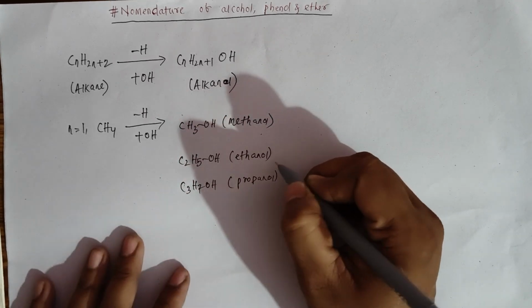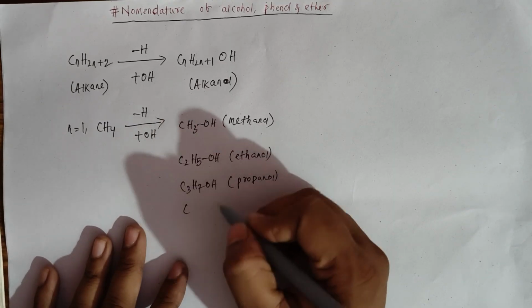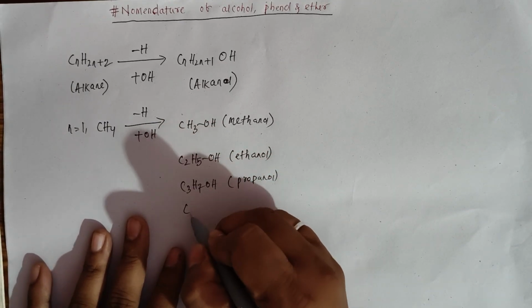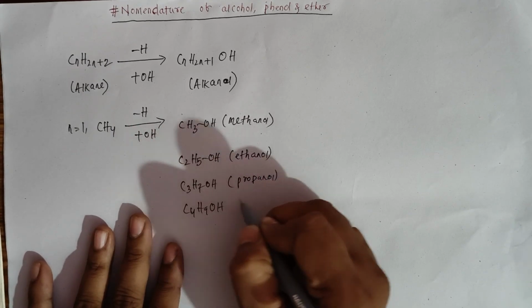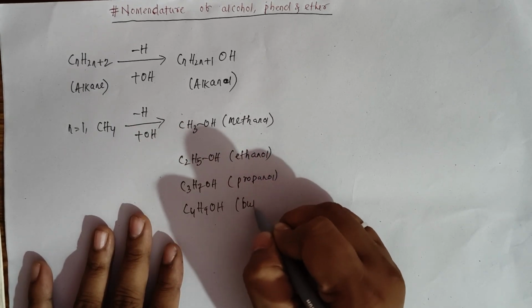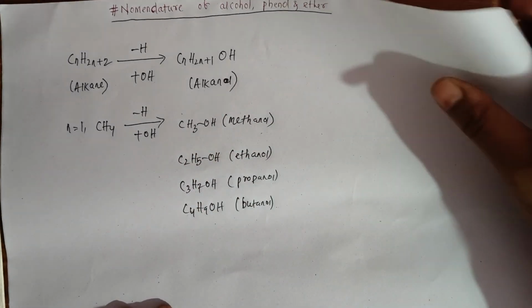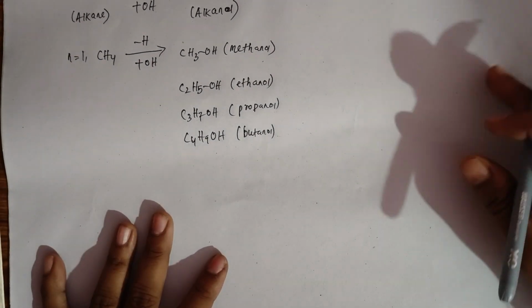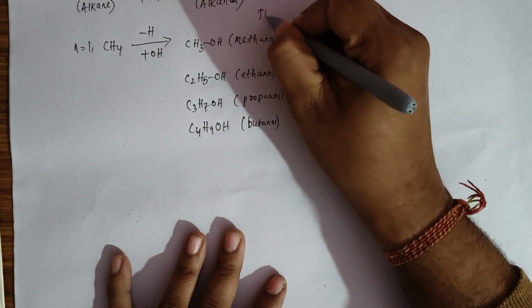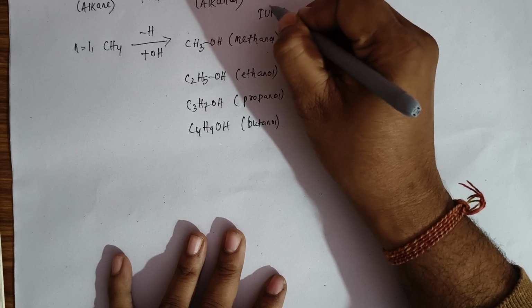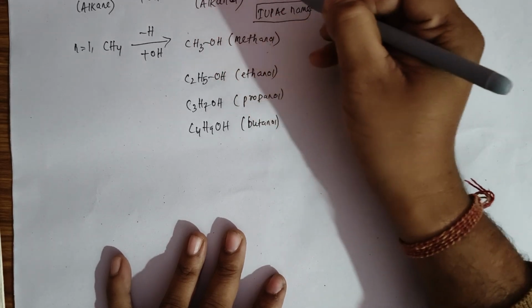So respectively we can tell the IUPAC name of all the compounds in the homologous series. C4H9OH is butanol. So these are the simple alcohol names. This is our IUPAC name.